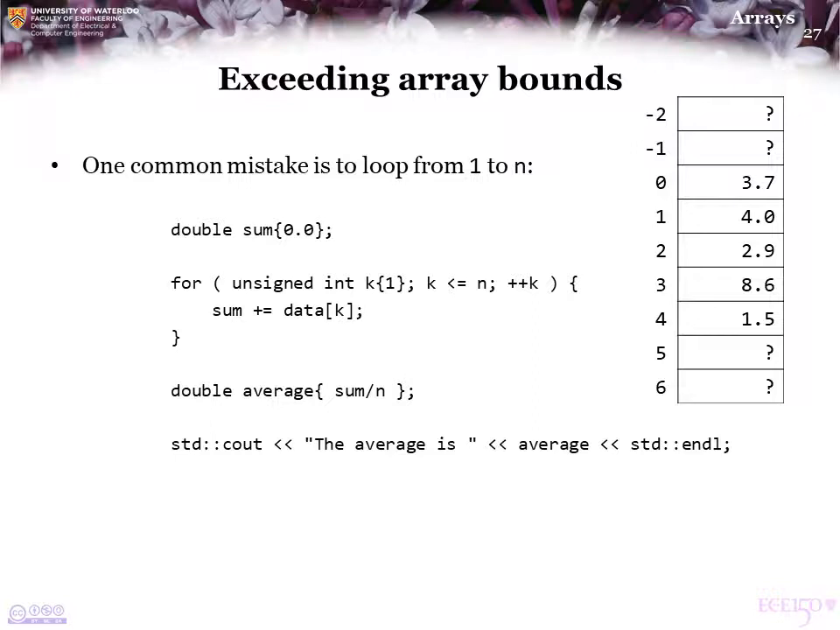However, if we foolishly looped from 1 to n, we would now be summing these 5 values, and I don't know what's at that last location. It could be 0, or it could be some other number, but it's almost certainly not 3.7. So when this calculation is performed, you will get the wrong answer. It will not be the average value of the 5 entries stored in this particular array.